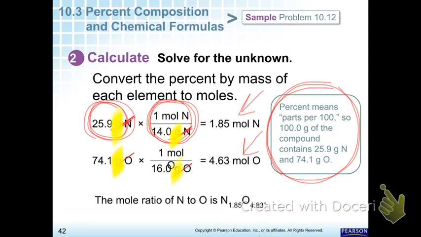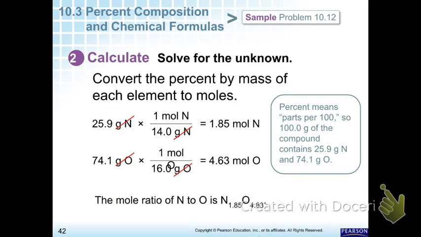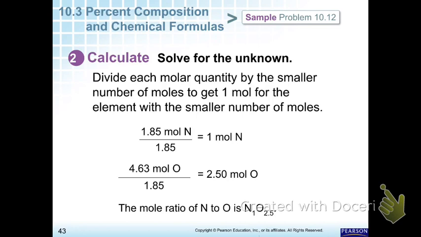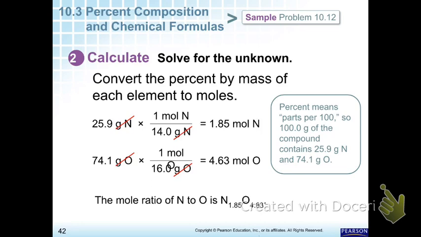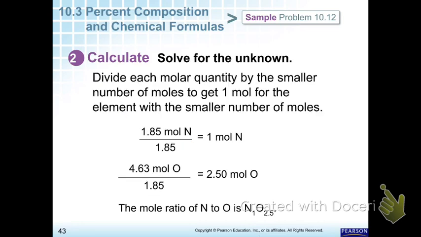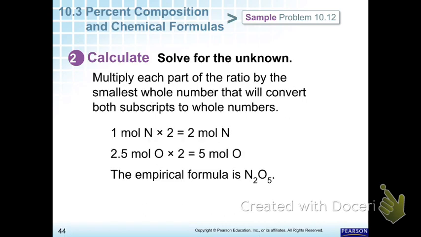So the mole ratio then of nitrogen to oxygen is real weird looking. It's 1.85 to 4.63. So what we need to do is to get that to a whole number. If you divide by the lowest molarity, 1.85, divide both of those by 1.85, you get 1 to 2.5. Well, you still can't have 2.5 atoms. Okay? So the next thing you want to do, if you have a decimal, is multiply each part of the ratio by the smallest whole number that will convert to whole numbers.